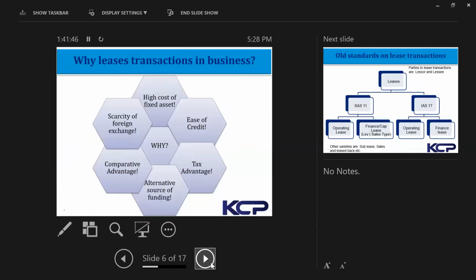So why leases? We talked about it: because it's so expensive to acquire these assets in the first place, we might consider the option of getting them on lease. Ease of credit: is it actually easy to get credit? It's not. So that's also why we opt for lease arrangements. Tax advantage: if you go on lease, the extra charge that you incur as a finance cost is also allowable.